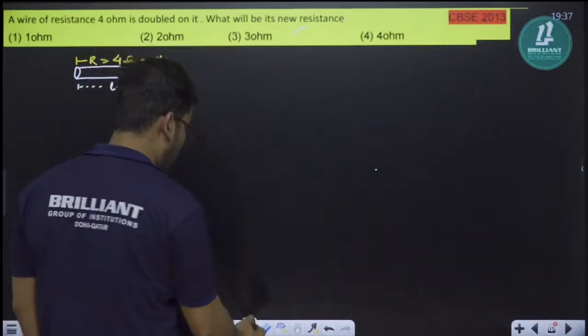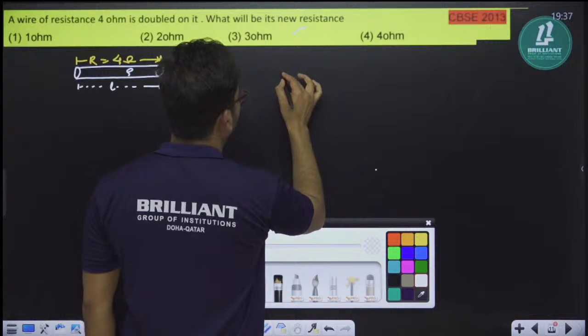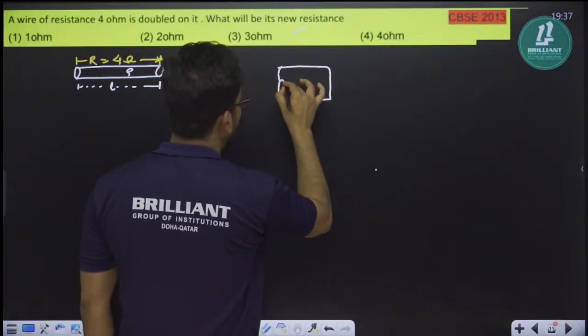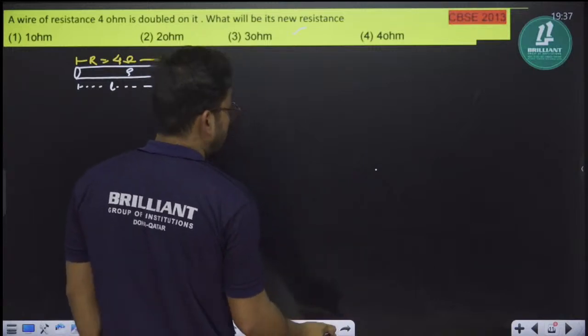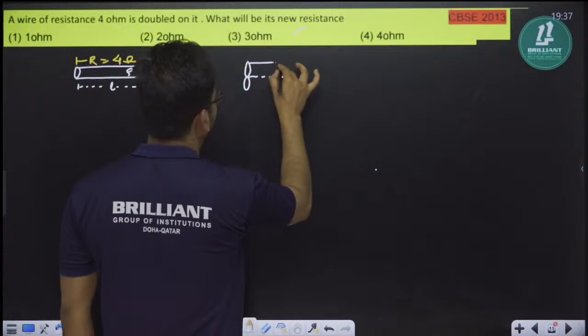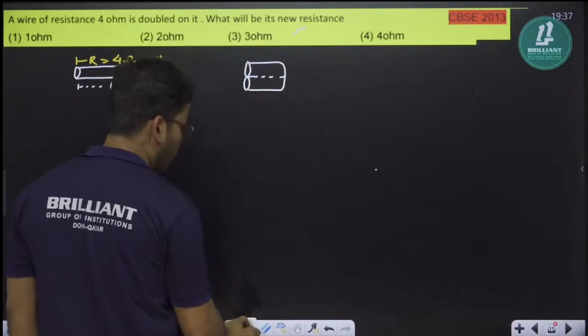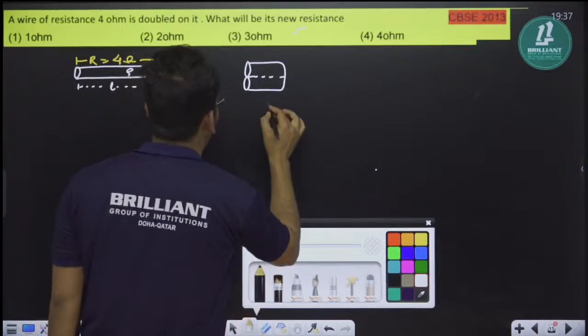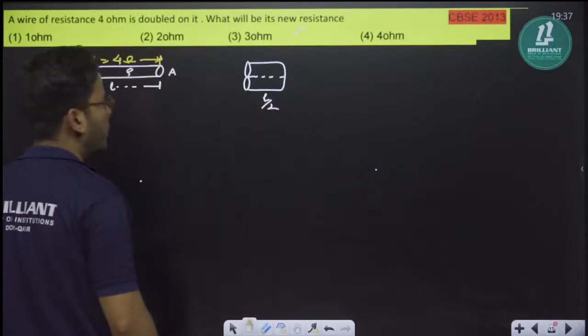When I do this, what happens? So this is what will happen for the wire. I'm just trying to make the picture of it. What happens with the length? If I double right from the center, the length will become half, right? So L divided by 2.